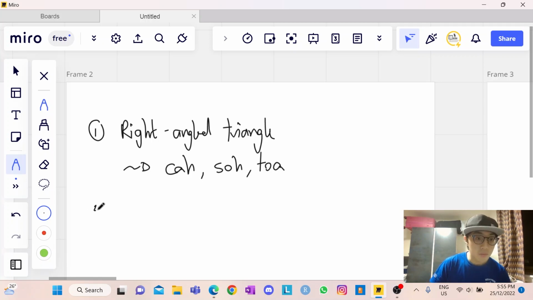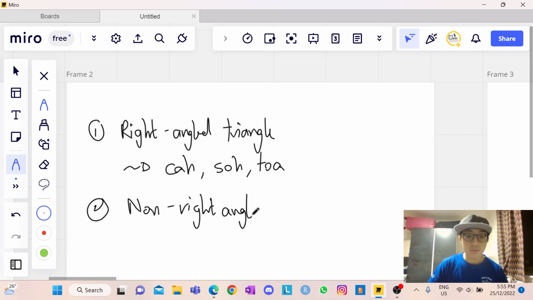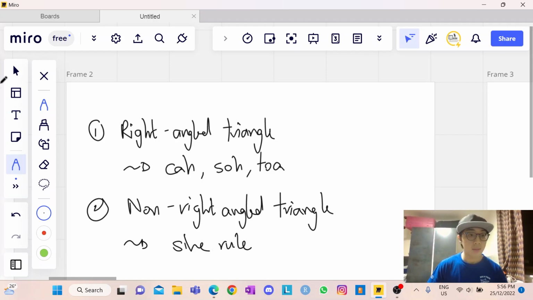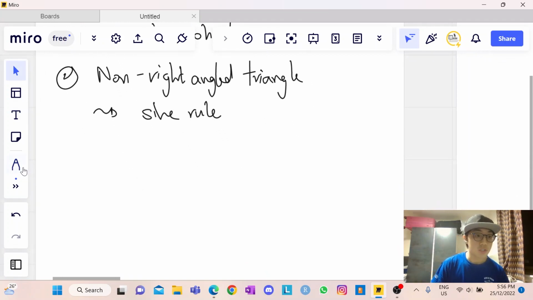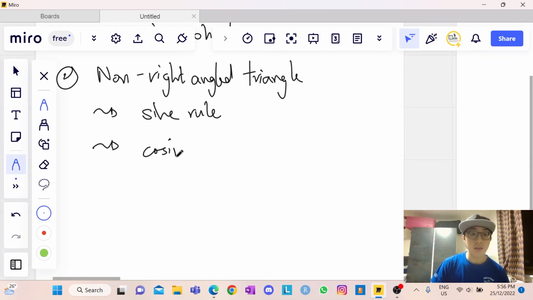But if we are looking at a non-right angled triangle, what do we mean? It can be an equilateral triangle, an isosceles triangle, or even a scalene triangle that you can't divide into two right angled triangles in any form. Then we cannot use the SOH CAH TOA method as mentioned before. We need to use the sine rule and the cosine rule to look for the length, the area, the angles, and so on.